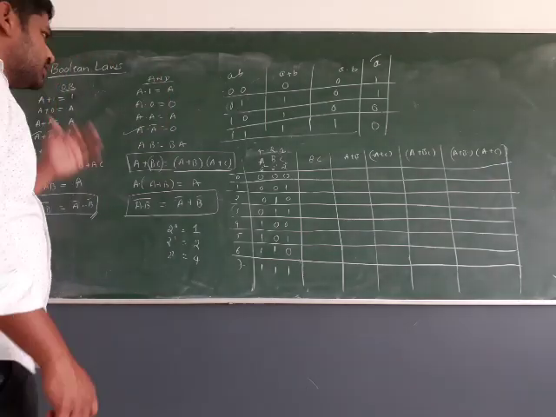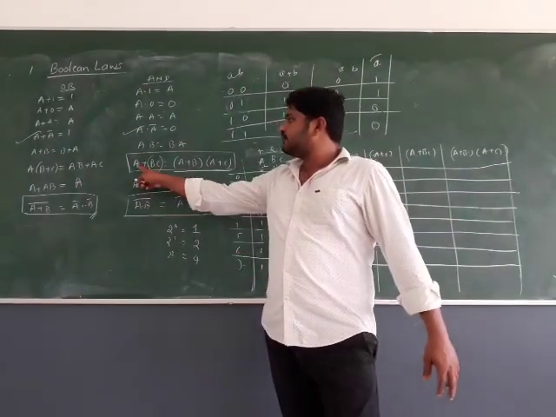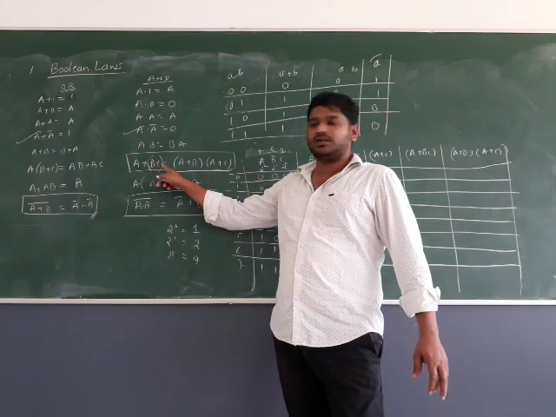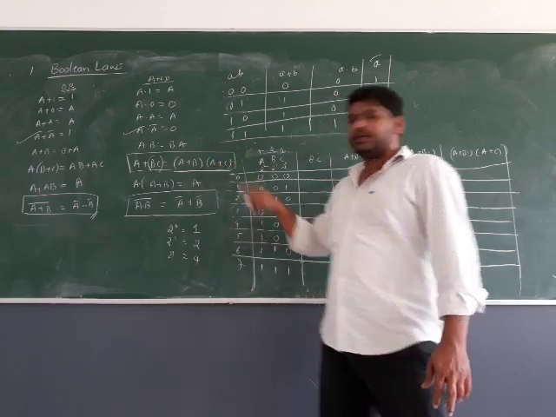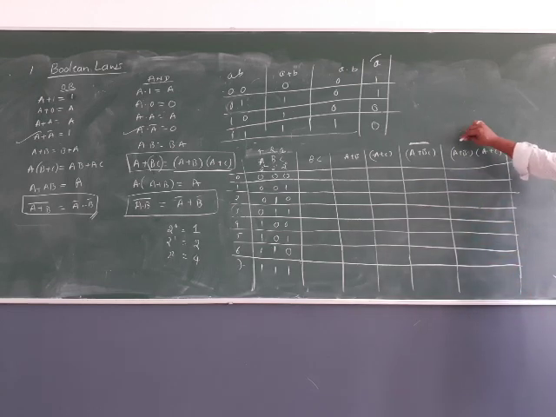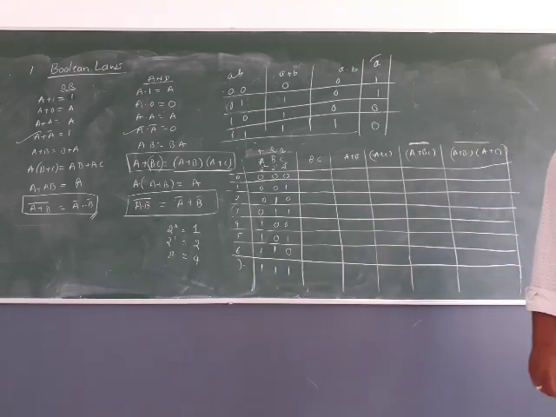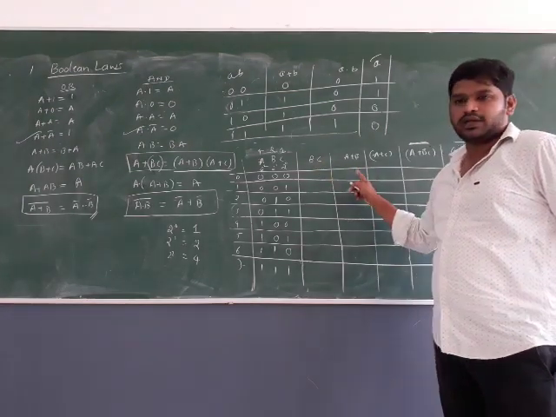Fine. Now actually what is the problem? A plus bracket of BC should be equal to bracket A plus B dot bracket A plus C. This is what I want to prove. This column should be equal to this one, row wise. So for that, let's go for individual column construction.